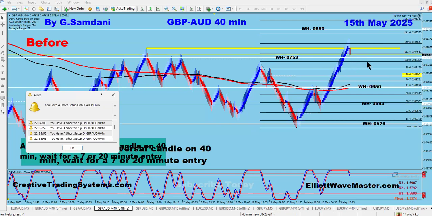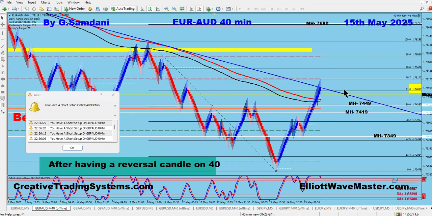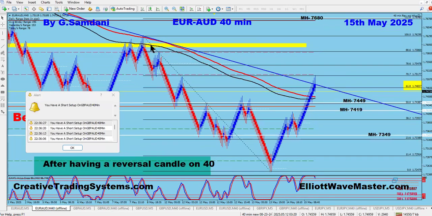We're gonna get the short here. This is Pound Aussie, by the way. This is one of the charts that I will be posting on that website, and you're gonna get it from there. Similarly, Euro Aussie as well. Euro Aussie, see, it is that drop here, 61%.